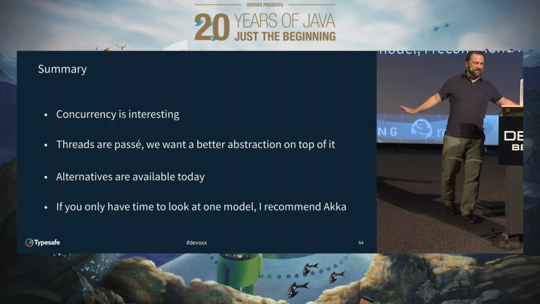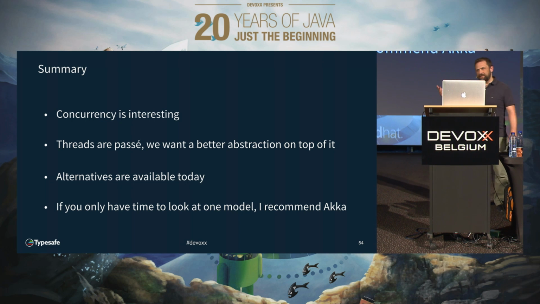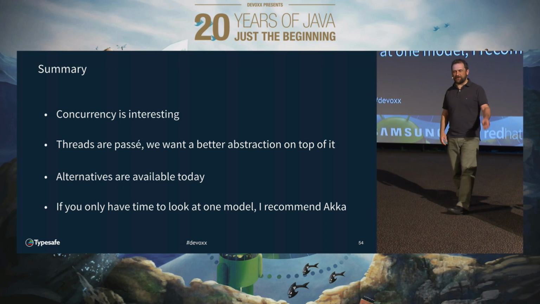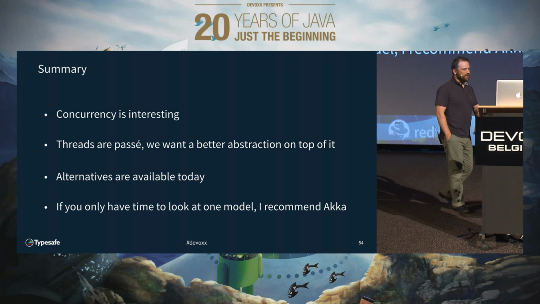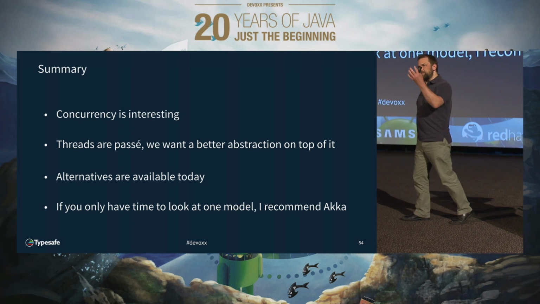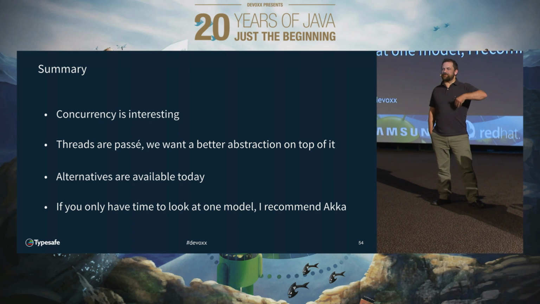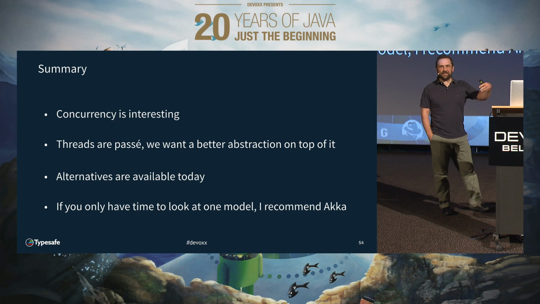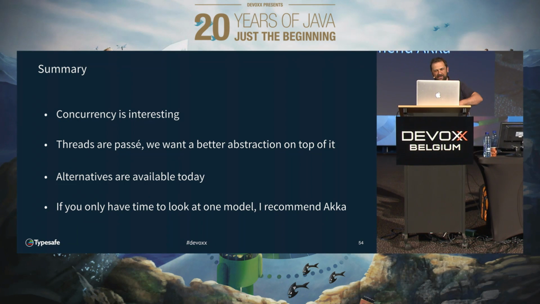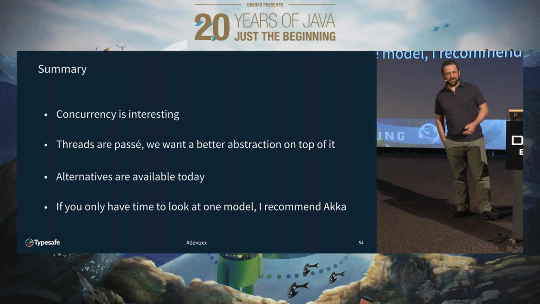So, to summarize, I think concurrency is interesting, and I hope you feel this too, and maybe got some ideas of what to look at and what to explore, or what to discuss over a beer when it comes to new concurrency models for the JVM. Threads are old, we don't want that anymore. They're not going to go away, but they're not going to be the user-level API. They're not going to be the application developer's API. We need an abstraction on top of that to work with. We need event buses or actors or fibers or channels, something that gives us a sane way to think about our code. And luckily, on the JVM, alternatives are available today.